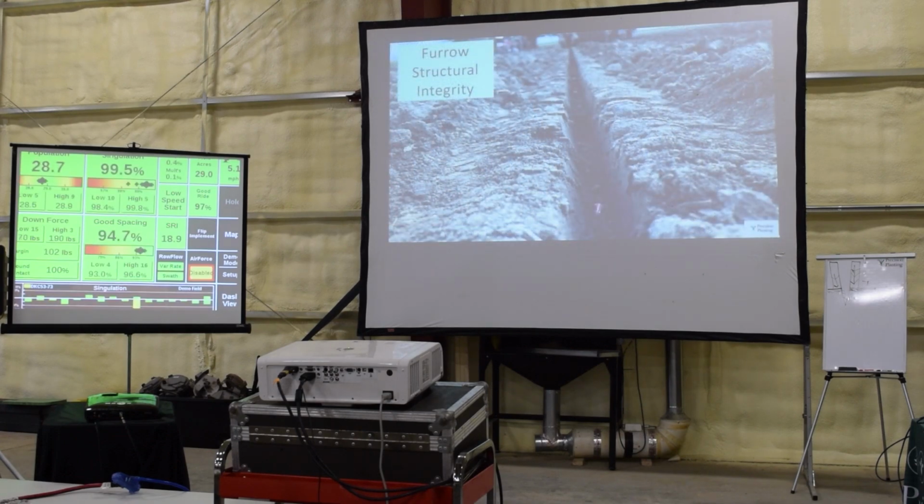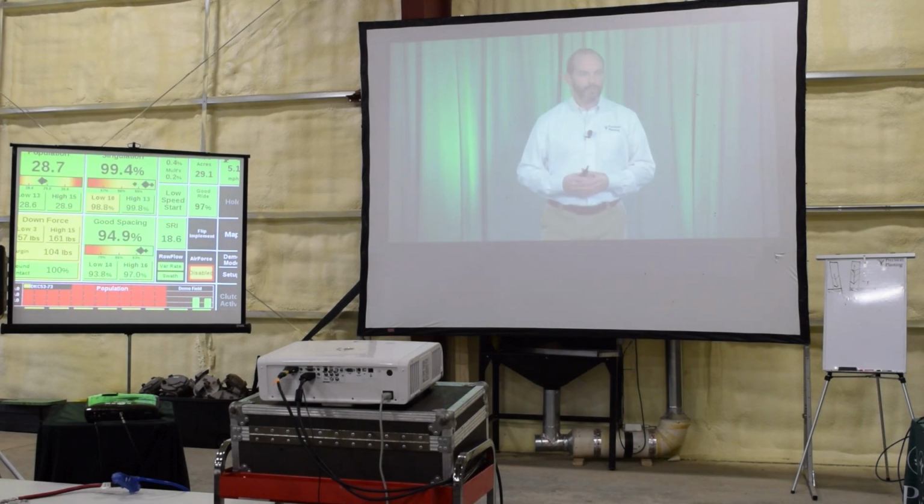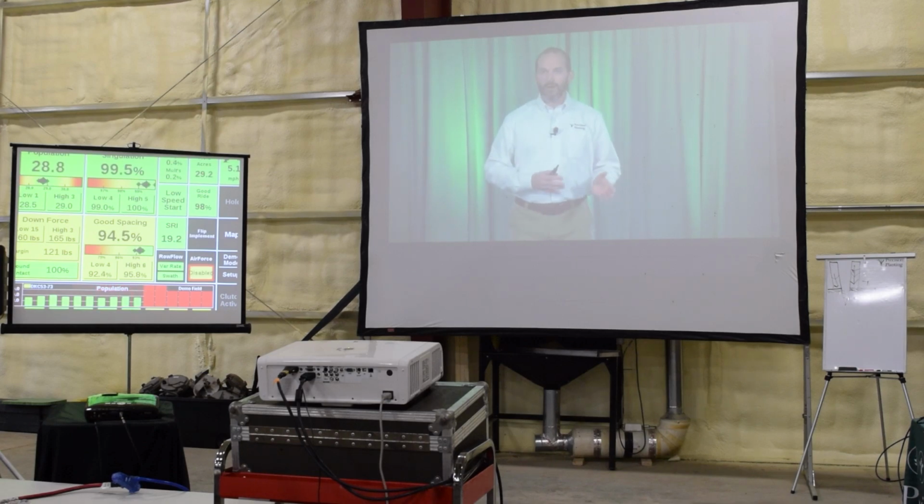So let's remember, as you're setting your downforce target, you want to think about, are you choosing the optimum gauge wheel weight for the planting conditions that you're in? You want to achieve good furrow structural integrity, meaning a clean, open, and consistent seed environment in your planting conditions. You can use your downforce target as a tool. If planting conditions get drier, it's going to be harder to hold that sidewall, so you probably need to have a higher down pressure target.